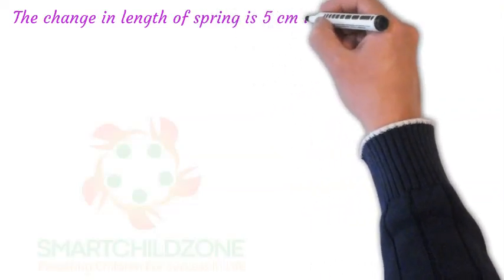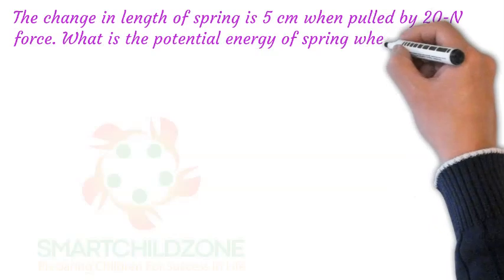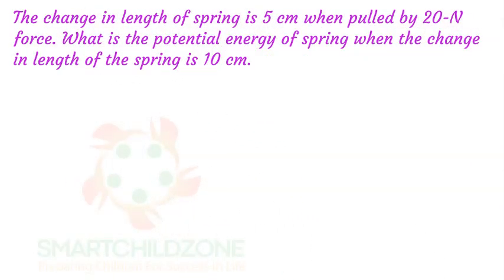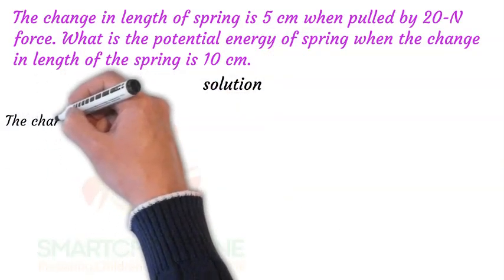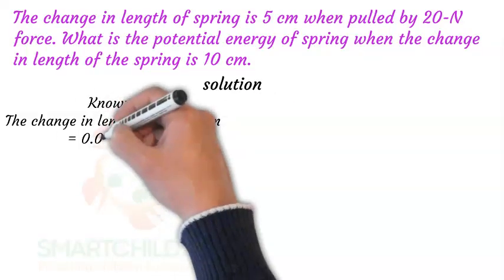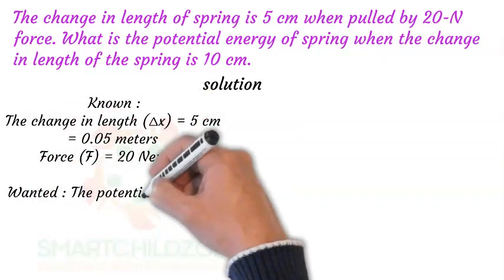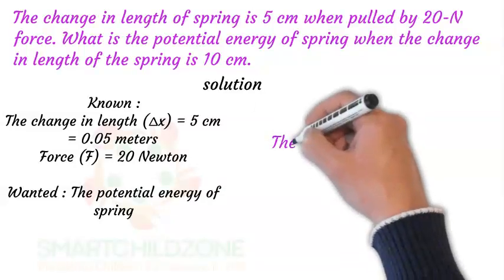The change in length of a spring is 5 centimeters when pulled by 20 Newton force. What is the potential energy of the spring when the change in length of the spring is 10 centimeters? Now we can substitute and find the constant of the spring.